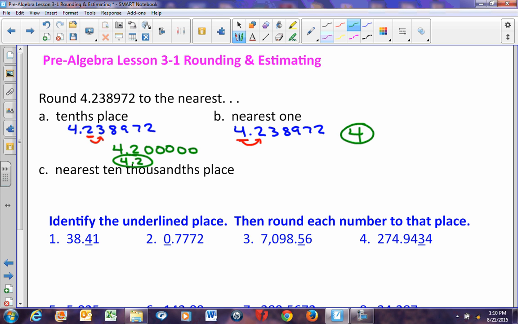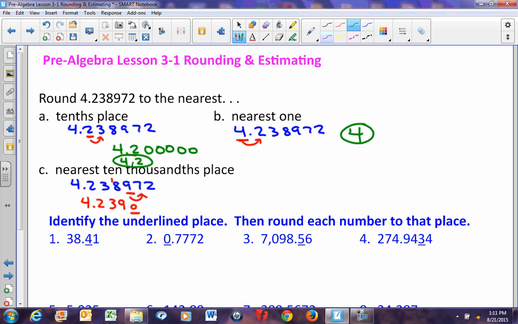If I take it to the nearest ten-thousandths, 4.238972. Tenths, hundredths, thousandths, ten-thousandths is the 9. If I go to the right, it's a 7, so it's higher than 5, which means that 9 rounds up. That 9 rounds to a 0 because it has to round to 10. That 10 gets put with this 8, which makes that round to a 9. Then this is a 3, this is a 2, this is a 4. And I have to keep this 0 because I have to have a digit in the ten-thousandths place.